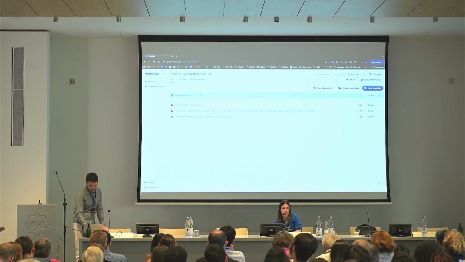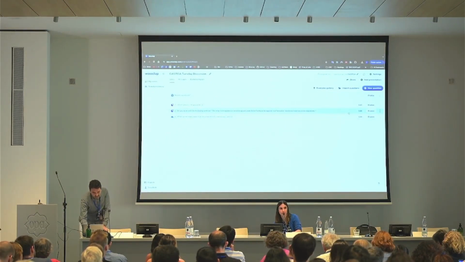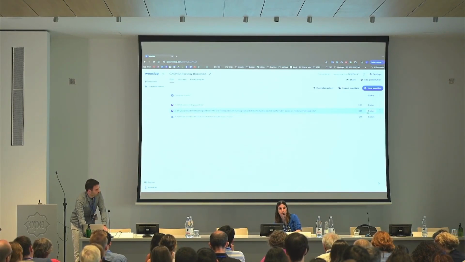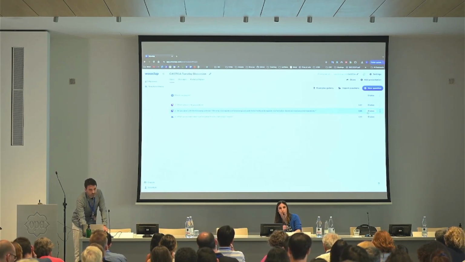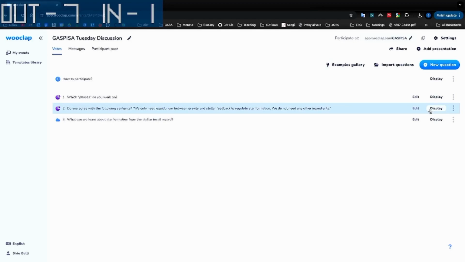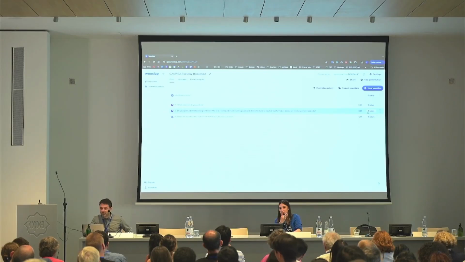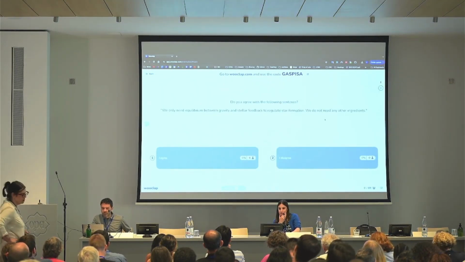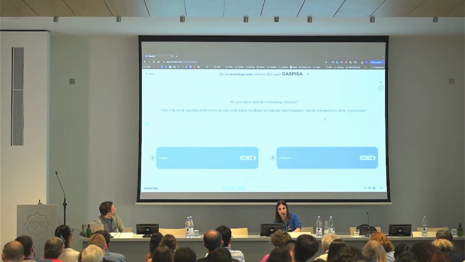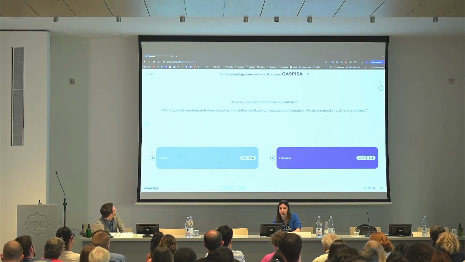We have seen yesterday and today that star formation is, as we all know, regulated by multi-scale physics. So we have different processes that may regulate the conversion of cold gas into stars and what happens after, depending on the scale we look at. On the scale of giant molecular clouds, the physics is very different than on galactic scales. So we wanted to ask you: do you agree with this strong sentence, we only need equilibrium between gravity and stellar feedback to regulate star formation? We do not need any other ingredient.